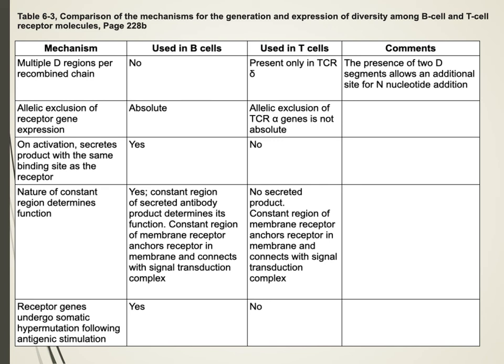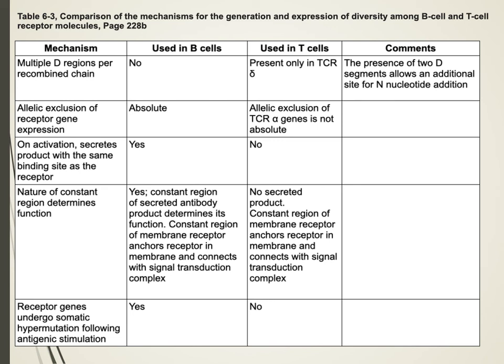Allelic exclusion happens in both T cells and B cells. In B cells, it's absolute, but because of the difference in the machinery, it's not always absolute in T cells, especially when you look at that alpha gene. Upon activation, whether the receptor gets secreted only occurs in the B cell. This does not occur in the T cell. The T cell receptor is always membrane bound.